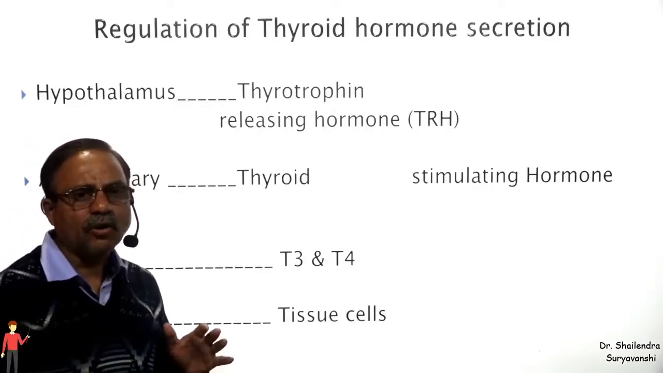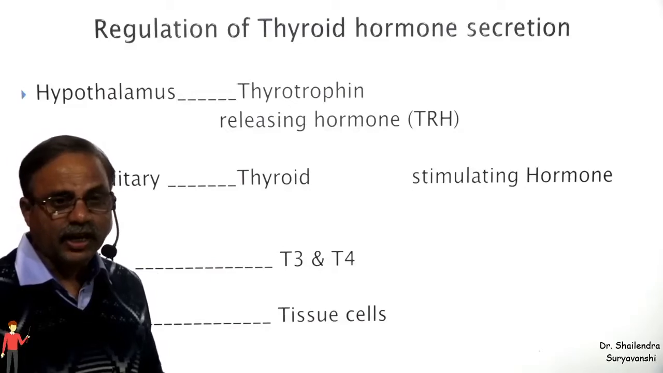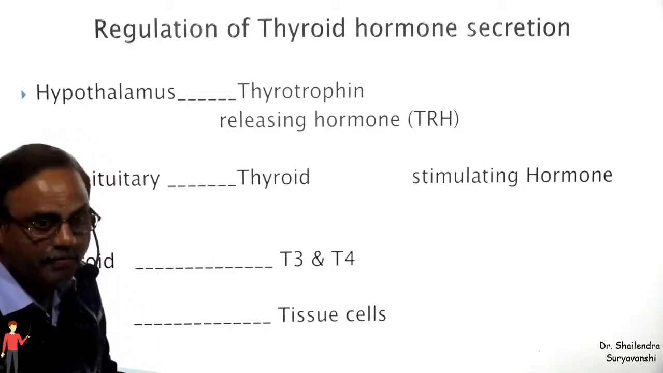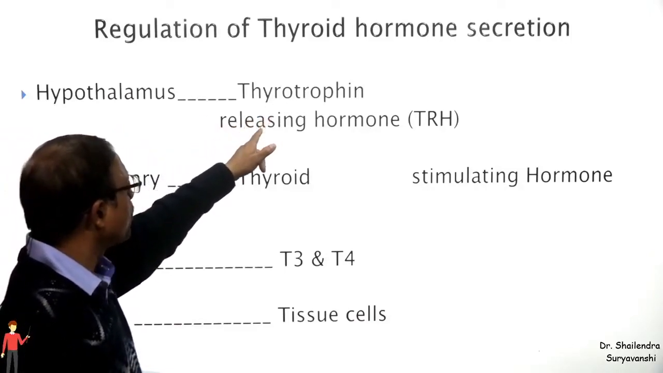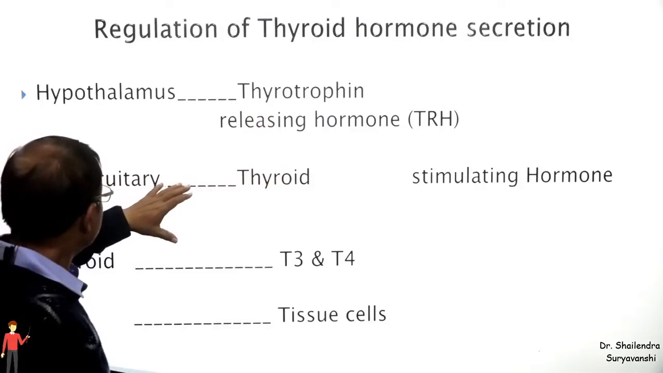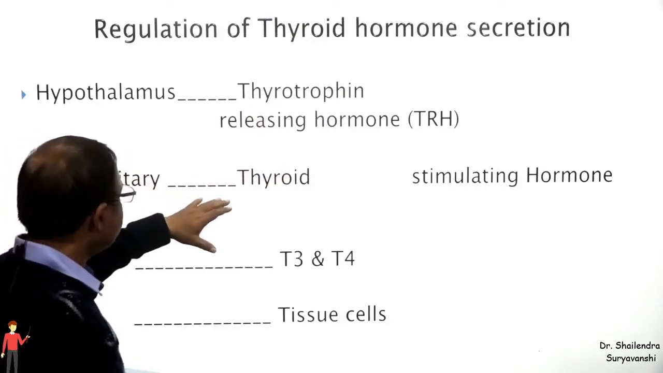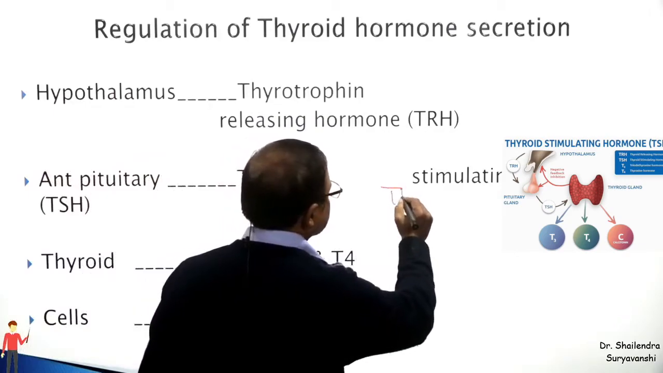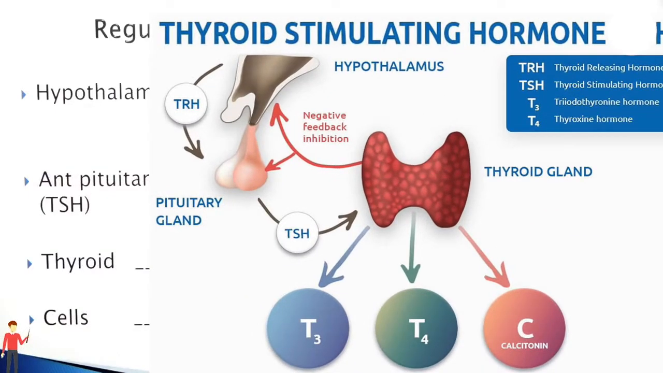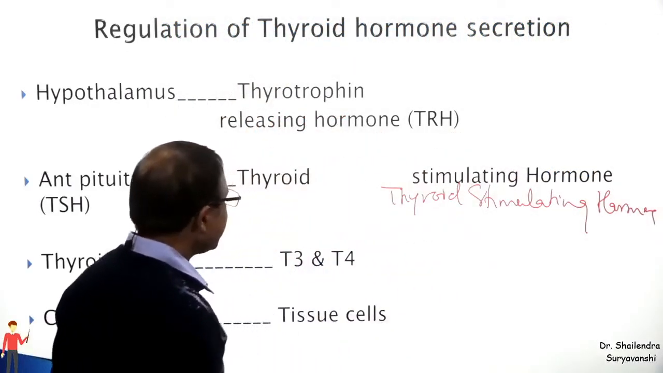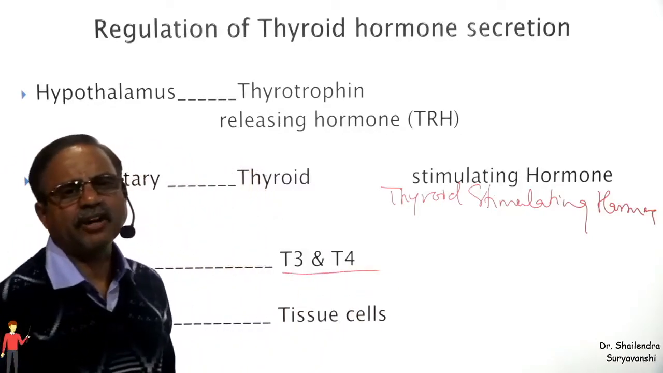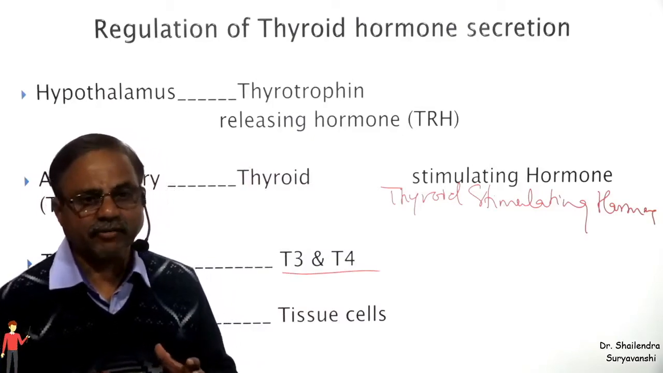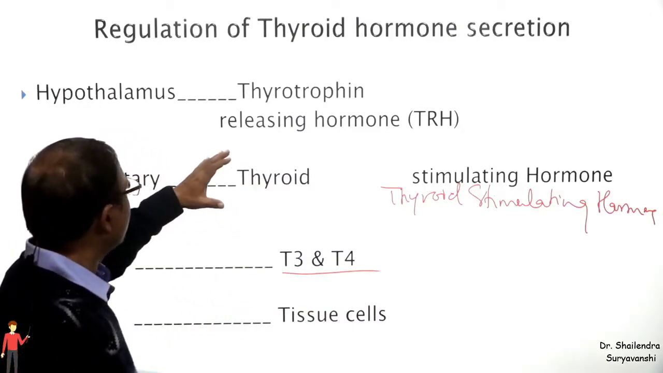Now we'll see how the secretion of thyroid hormone is regulated. It is obviously regulated by the hypothalamus. The hypothalamus secretes thyrotropin releasing hormone, TRH. In response to TRH, the pituitary secretes TSH, thyroid stimulating hormone. In response to that, the thyroid gland secretes T4, and this then acts on the various tissues and has the desired effect. In this way the control is exercised.